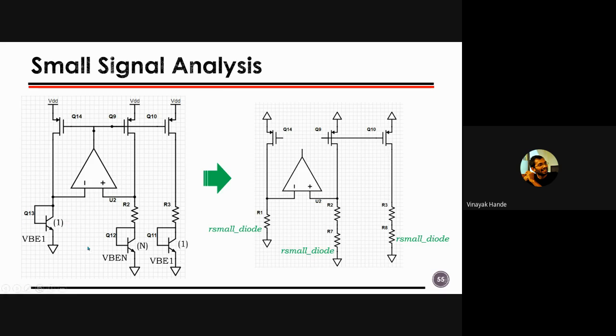Yeah, this is small signal analysis for now. It's fine, I guess. Thank you.